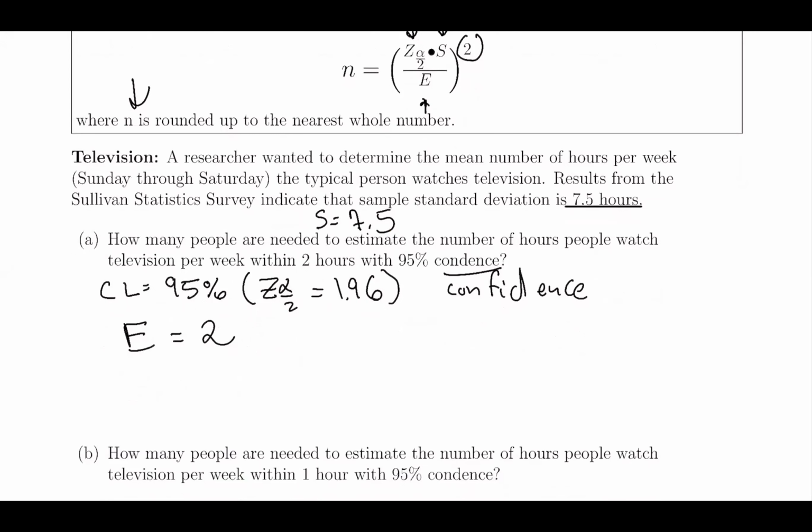So we'll say n is equal to z, which is 1.96, multiplied by the standard deviation, which is 7.5, divided by my margin of error, which is 2, and you want to take this to the second power. So I'm going to go over to Class Calc, and I'm going to just do this calculation on Class Calc.